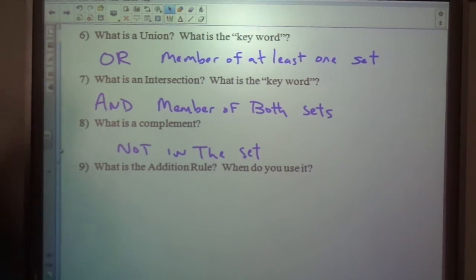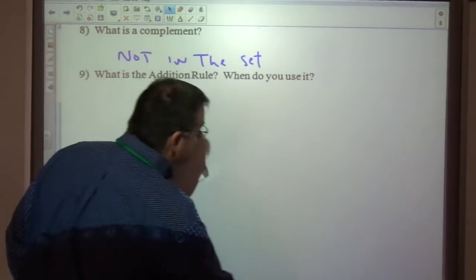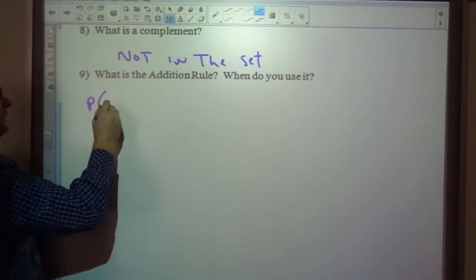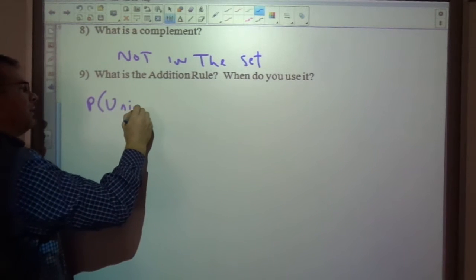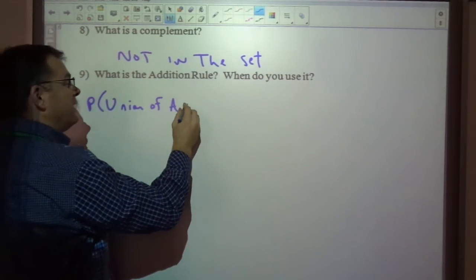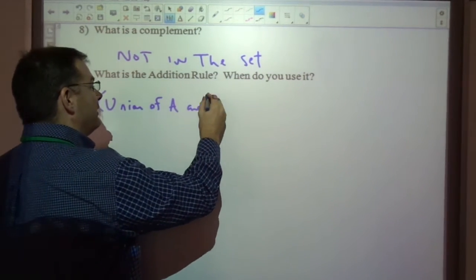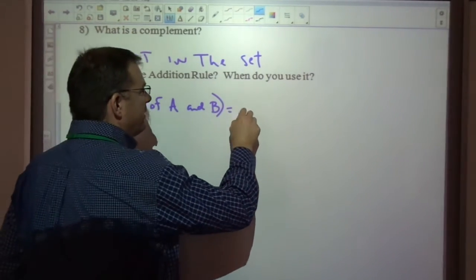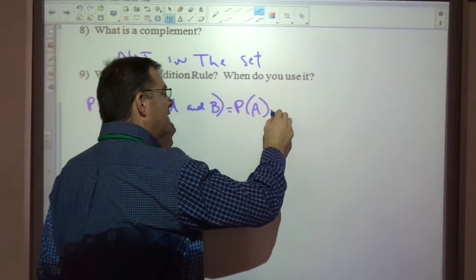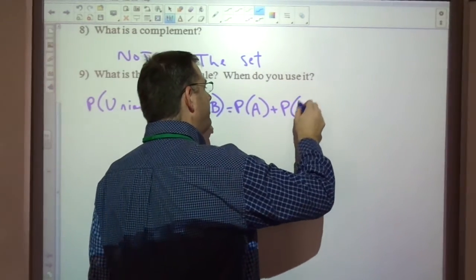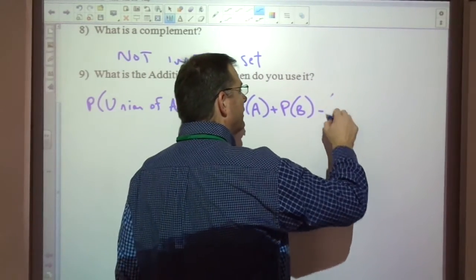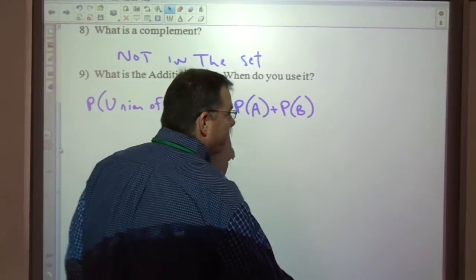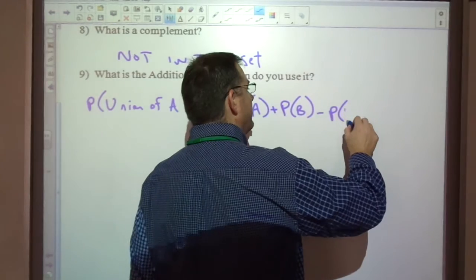What's the addition rule? The addition rule is very important. It is what you use when you're trying to find the union of A and B. To find the union, we need the probability of all of A plus the probability of all of B, but we need to subtract the intersection, the place where they overlap. Probability of the intersection.